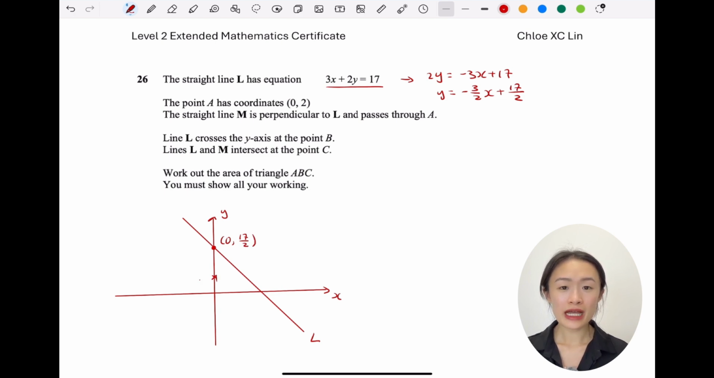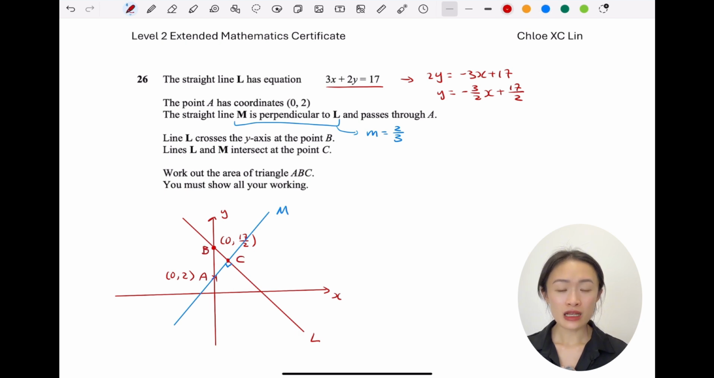So what we can do is quickly label the y-intercept and sketch the straight line. Now we are told A has a coordinate of (0, 2), and another straight line M passes through A and is also perpendicular to L. I have sketched that graph in blue on the picture as well. As we can see, lines L and M meet at C. Let's label this point. The line L intersects the y-axis at point B, and we can label this point as well. What we need to find is the area of this triangle ABC.